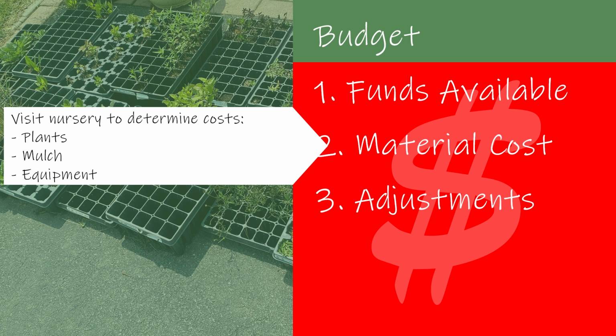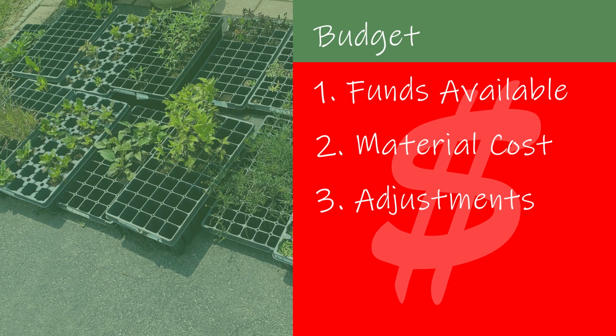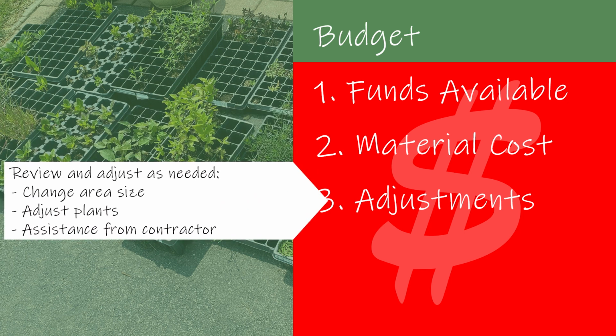You may find that plants you wanted are not available, and you can make the decision to either switch them or to wait for the plant to become available. The third step is to determine if adjustments are needed. If, for example, you have extra funds, you may decide to make the area larger or to hire a contractor to complete part of the work.